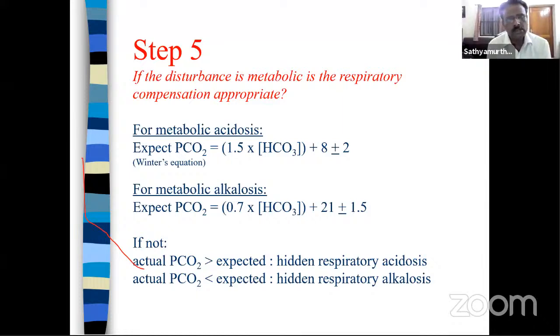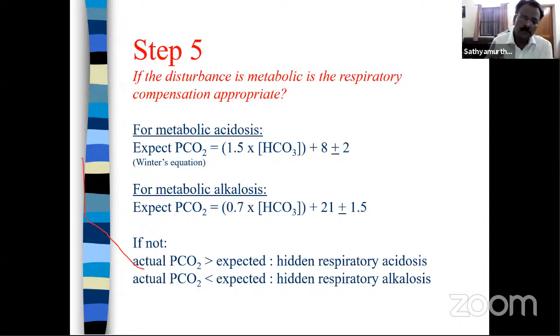Similarly, for metabolic alkalosis, the expected PCO2 is 0.7 times bicarbonate. Here it is the calculated bicarbonate, not the delta bicarbonate, so whatever the bicarbonate in the report, plus 21 plus or minus 1.5. So if your actual PCO2, that is what is measured by the machine and given in the report, is more than expected, then you know that you have some hidden respiratory acidosis. Similarly, if the patient's actual PCO2 is less than expected, you have some hidden respiratory alkalosis. So that is your step 5.